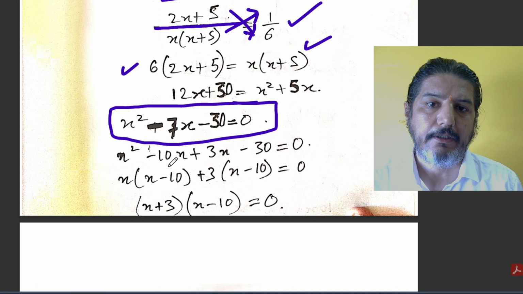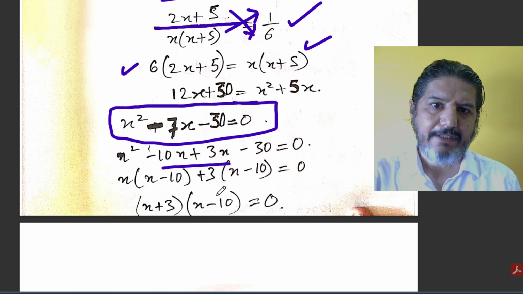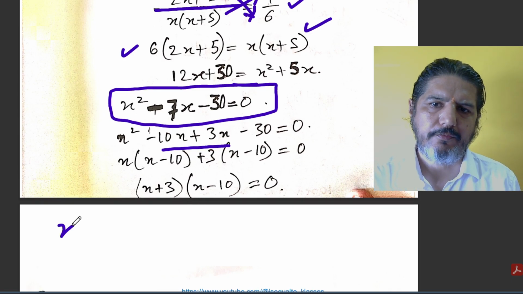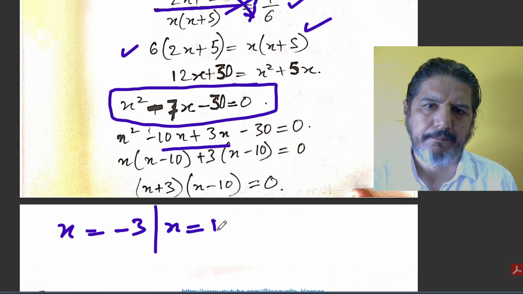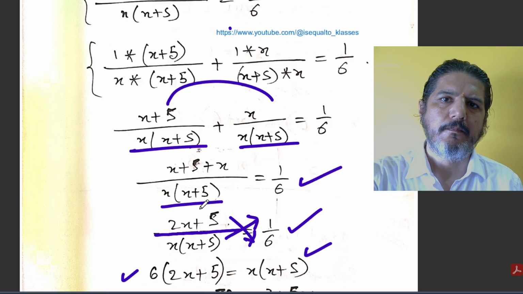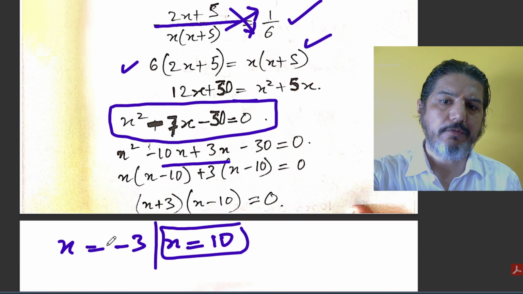So I have split the middle term like this, minus 10x plus 3x. And then I solve and I get two values of x. So one of the values of x is minus 3. Another value is 10. Now look carefully what was our x. Our x was the age of Kishore. Age of Kishore can't be negative.